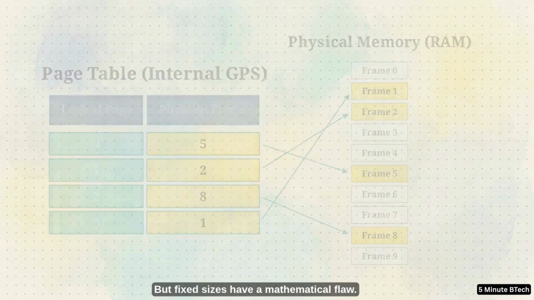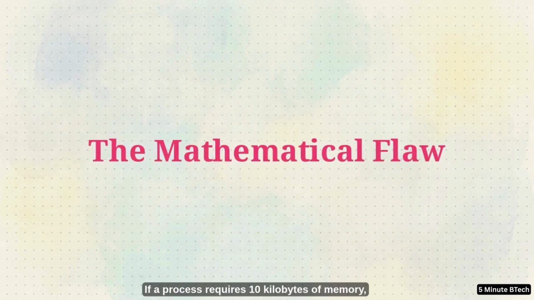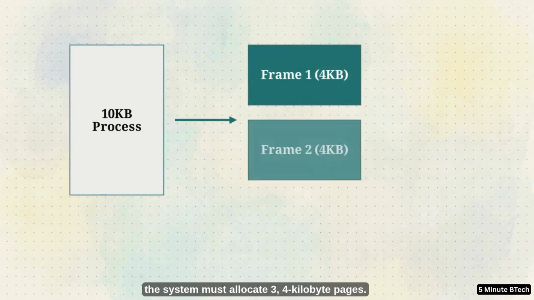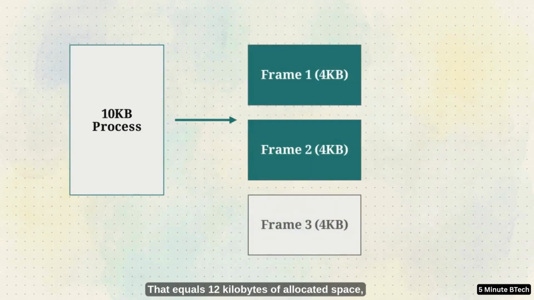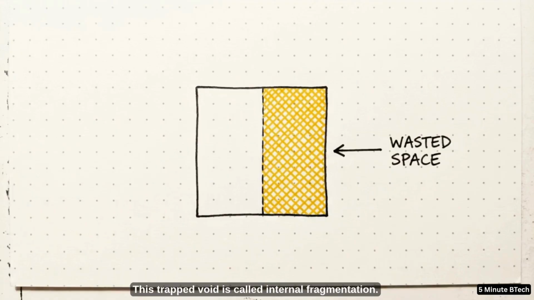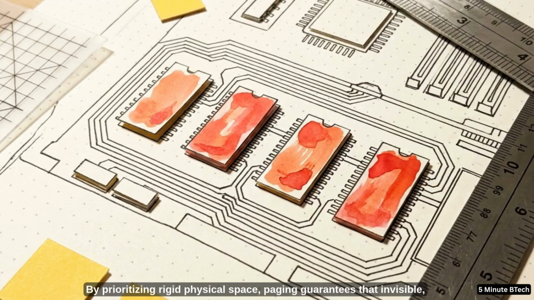But fixed sizes have a mathematical flaw. If a process requires 10 kilobytes of memory, the system must allocate 3 4-kilobyte pages. That equals 12 kilobytes of allocated space, which leaves exactly 2 kilobytes of empty space permanently trapped inside that final block. This trapped void is called internal fragmentation. By prioritizing rigid physical space, paging guarantees that invisible, unusable waste will build up right inside the system's own boundaries.